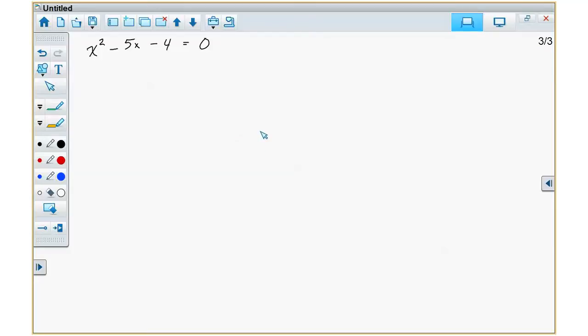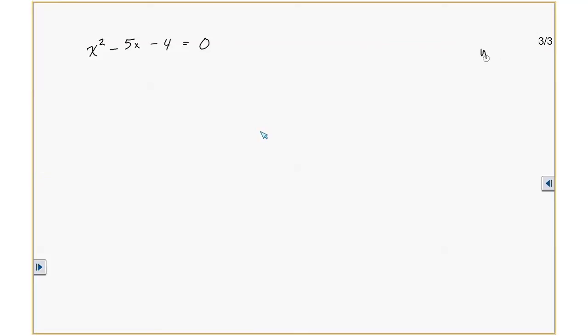How are we doing? You finished yet? Oh, you just, okay, you ready for the window? Okay, what's the y-intercept? Okay, y-intercept is 0, negative 4.